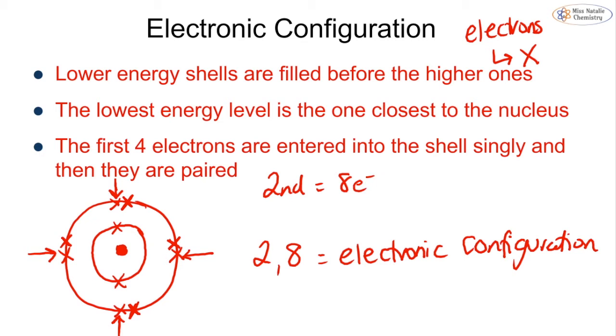So we can figure out what element this is by determining the total number of electrons, which is 10, and then that is our atomic number. So this is the electronic configuration of neon. You may be asked to determine what the element is from the electronic configuration, or you may be asked to draw it. So let's look at an example of how we draw out an electronic configuration.